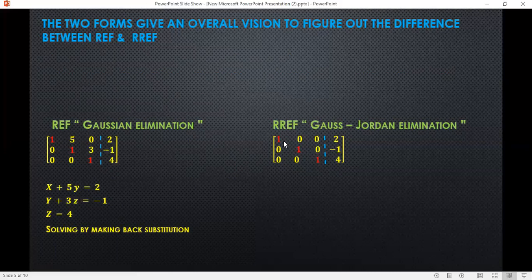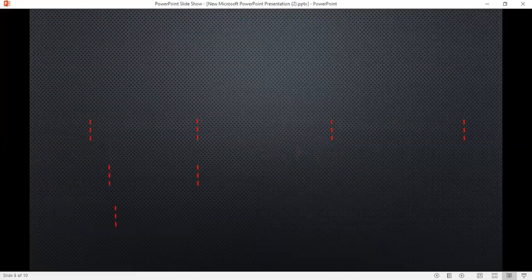Then only the pivots are ones and all the others are zeros, as far as you can do it, and convert it into this form, which is the reduced row echelon form. And here we can get directly the answer that x is equal to 2, y is equal to -1, and z equals 4. Instead of making back substitution, you can get the answer directly. Okay. And let's move into a simple example.